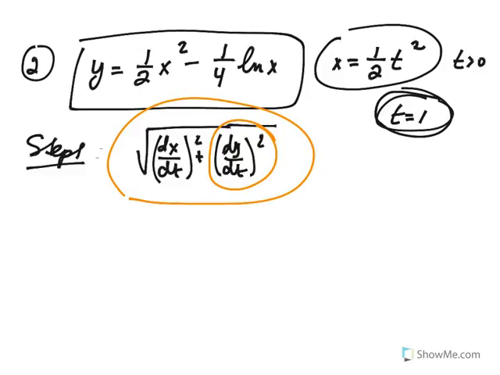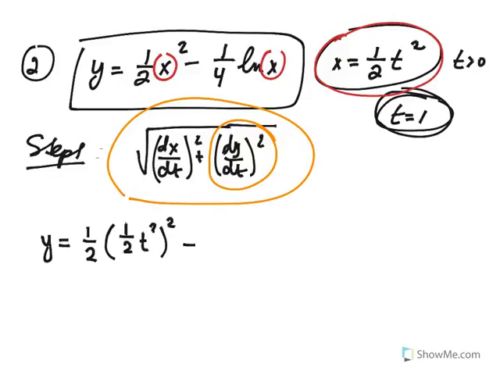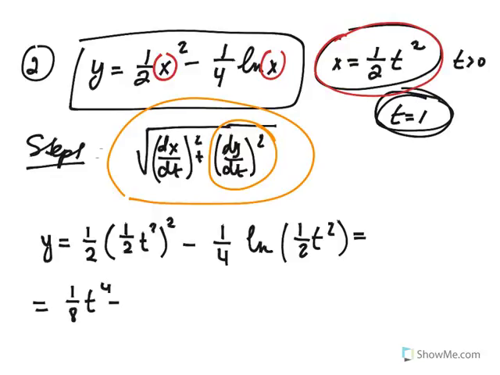So how do we get that t? We don't want x. So then you're going to replace each x with 1/2 t squared. So you simply plug in 1/2 t squared into x, and then you'll get your equation of y of t. So it goes 1/2. Instead of x, I'm going to use 1/2 t squared, because that's what my x is, minus 1/4 ln of 1/2 t squared. Now let's simplify it a little bit. So we get 1/2 times 1/4, it's 1/8 t to the 4th minus 1/4 ln(1/2 t squared).